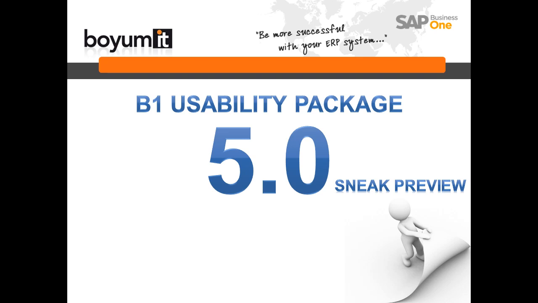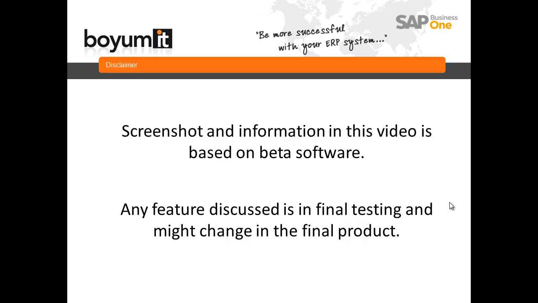I will be taking you through different new features we are expecting to put in 5.0 of the usability package, which will come in January 2012. Before we go into the new features, a small disclaimer. All screenshots and information in this video is based on the beta software we have right now, and any features discussed is in final testing, so things might change in the final product.